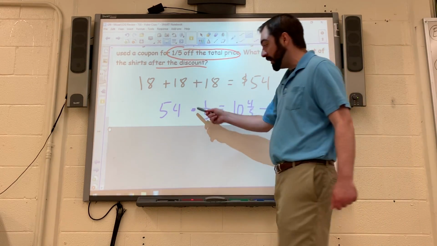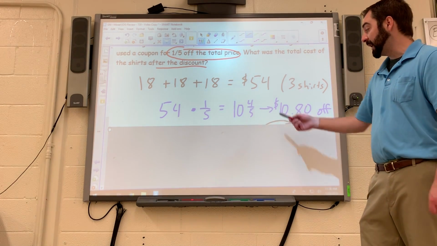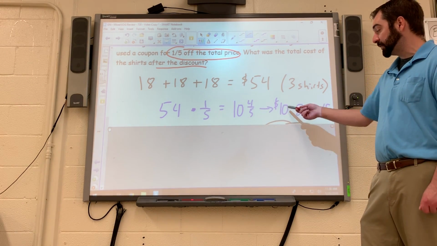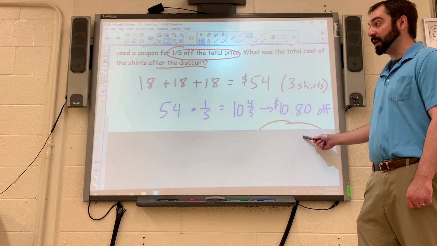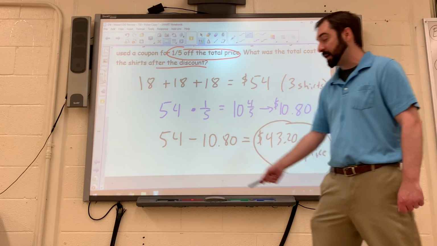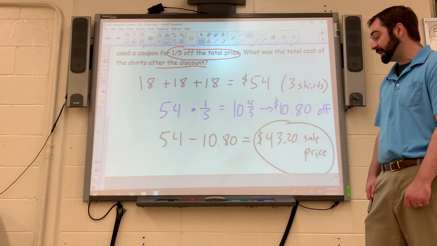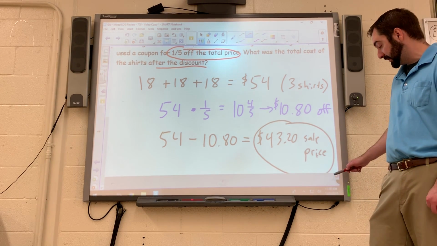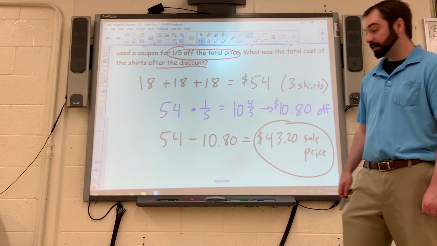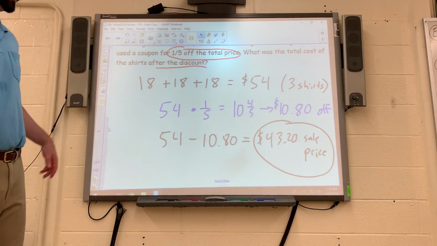Again, 1/5 of 54 is 10 and 4/5, but since we're talking about money, I hit FD, I changed it over to a decimal, $10.80 he took off the bill. But they wanted to know, what was the price of the shirts after the discount? The original 3 shirts were $54. I'm taking away $10.80 for a final price of $43.20. That would be the sales price of those shirts. So again, multiply percents, read carefully, what are they asking you to do based on vocab.